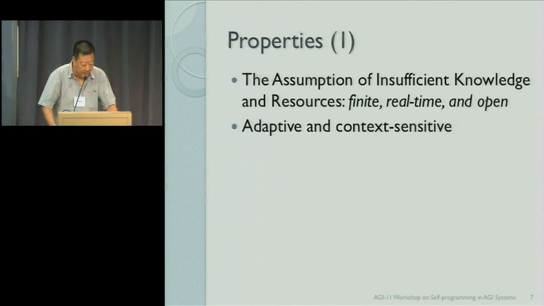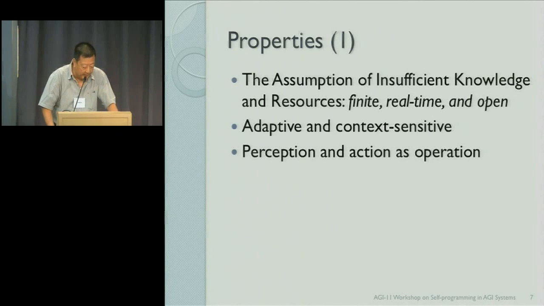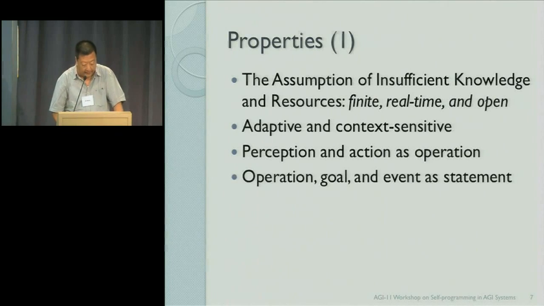So clearly, as I explained, the system is highly adaptive. It learns from its experience. It's context sensitive in the sense that for a given task, usually it doesn't follow a predetermined algorithm. Instead, it will just use whatever knowledge and resources are available at the moment to try to find the best solution. And here, perception and action are both taken as operations, and they are also organized as a hierarchy, so they can happen at different levels of granularity and scope.